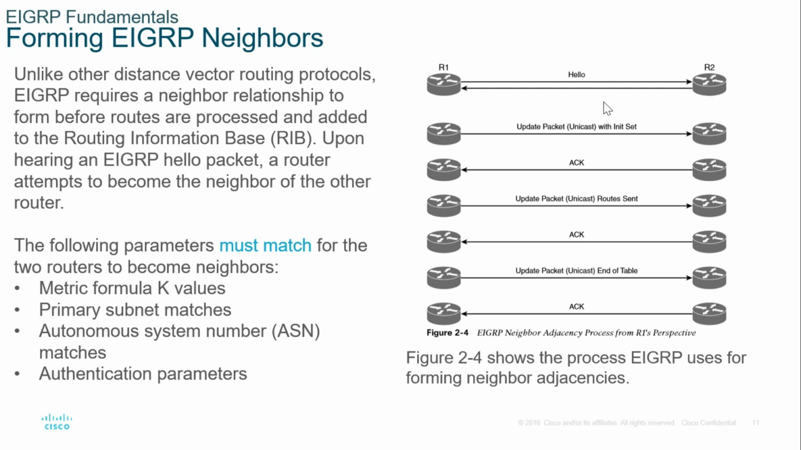Once they have formed a neighbor relationship, only then can they send information about their available networks. In this case, one sends an update packet and the other party sends an acknowledgement. Vice versa, each router will exchange information about all the available destination networks.